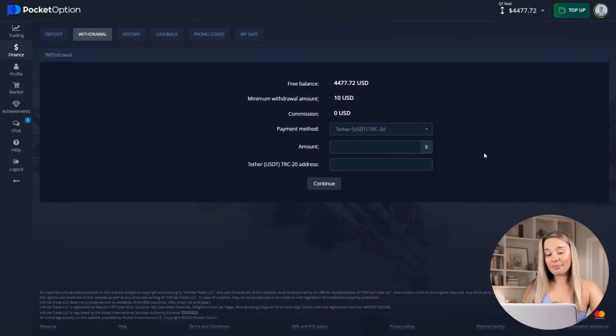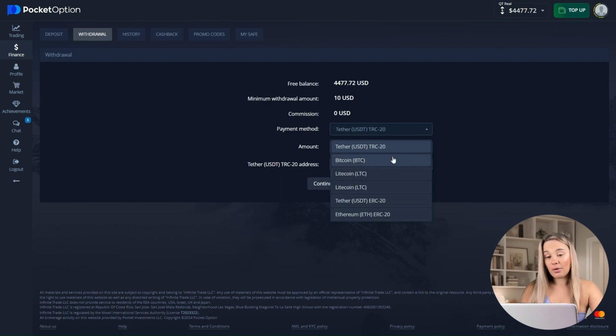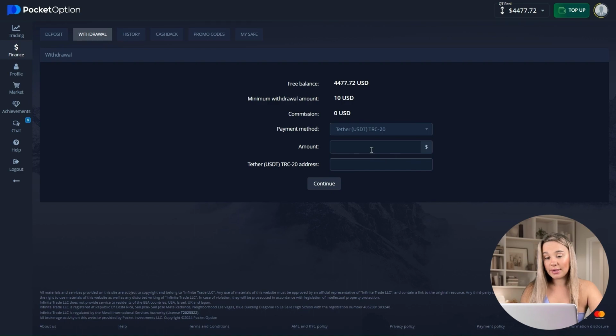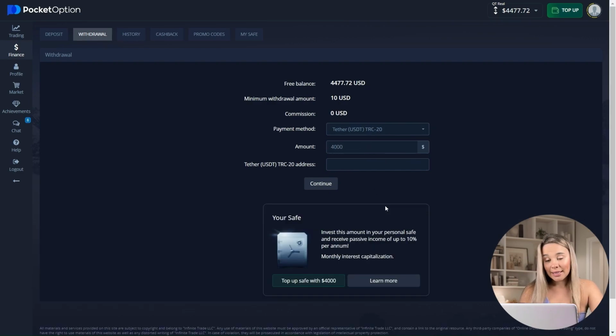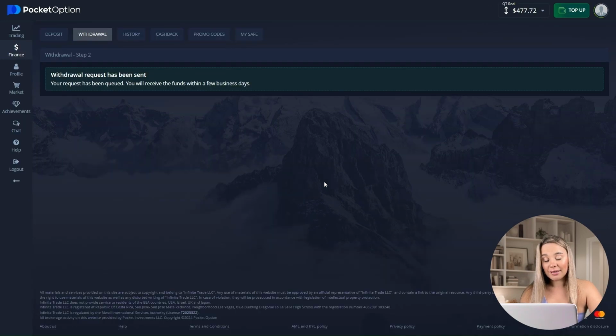It works very simply. I will withdraw money in crypto. You can choose different coins, Bitcoin, Litecoin, and so on, but I will choose USDT. I like it better. Today I will withdraw $4,000. To do this, I enter the amount in the required window. The second window is also very necessary because it's where I specify the address of my wallet. Press the continue button and wait for the request to be processed by the broker, and it's done.